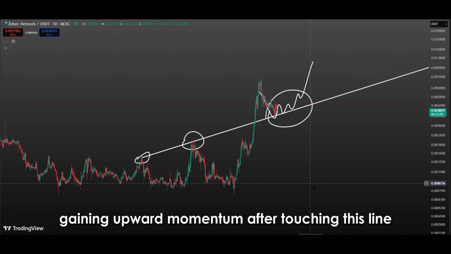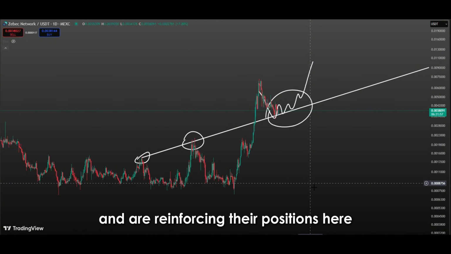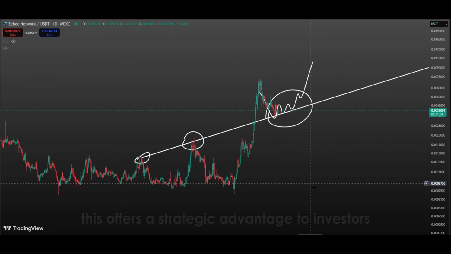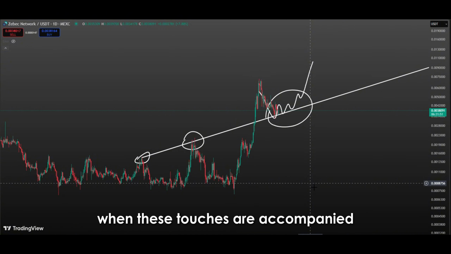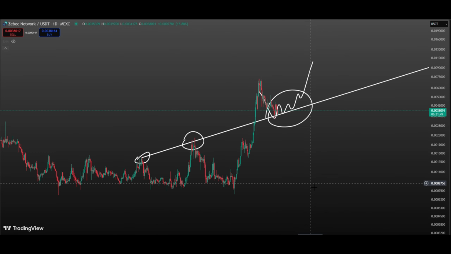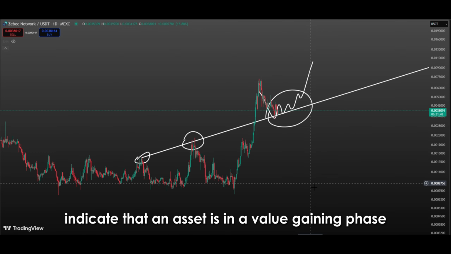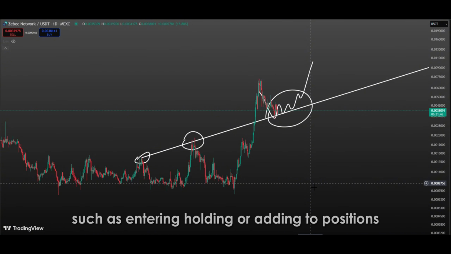The price gaining upward momentum after touching this line suggests that buyers view this level as a support zone and are reinforcing their positions here. In technical analysis, touches to ascending trend lines are often seen as buying opportunities. This offers a strategic advantage to investors. When these touches are accompanied by volume, it reinforces confidence in the continuation of the trend. Ascending trends indicate that an asset is in a value-gaining phase and typically form the basis for decisions such as entering, holding, or adding to positions.